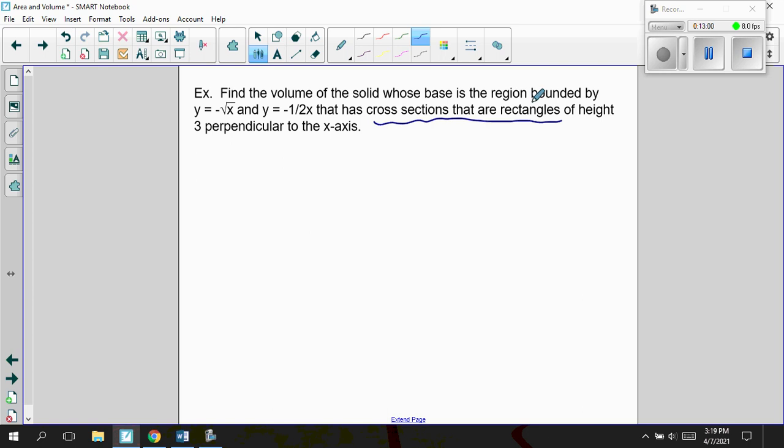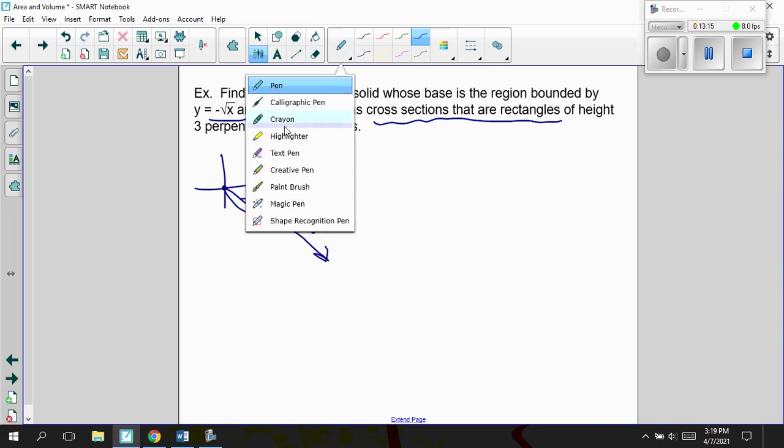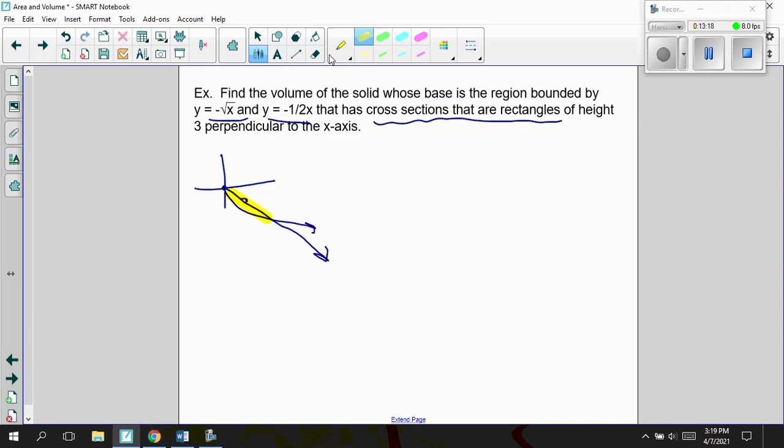All right, find the volume. Our base is created by these two functions. So I have a square root that's going negative, and I have a line with a down 1 over 2 negative slope. So my graph isn't super big, but I'm going to be right in here. Okay, and then my cross sections are rectangles, and the height is perpendicular to the x-axis.